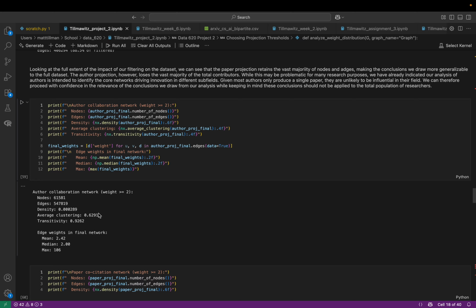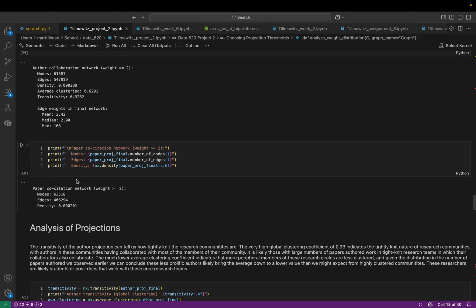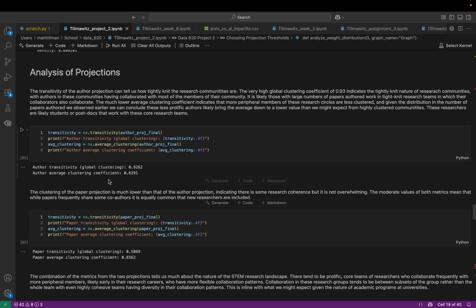So we can see the average clustering and particularly transitivity of this author projection are interesting, and we'll get into that. But the vast majority of information is still retained by our projections. So once again, to highlight this transitivity in the author network, specifically, the global clustering is incredibly high, indicating that there is a very tightly knit nature to these research communities, with authors in these communities having collaborated with most of the members in said community.